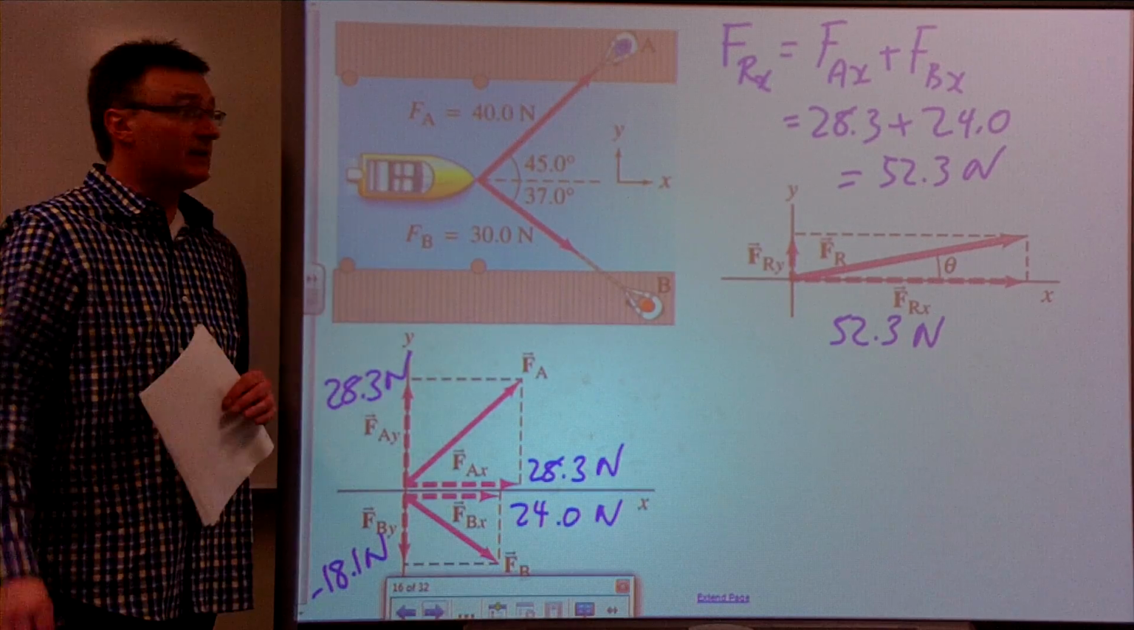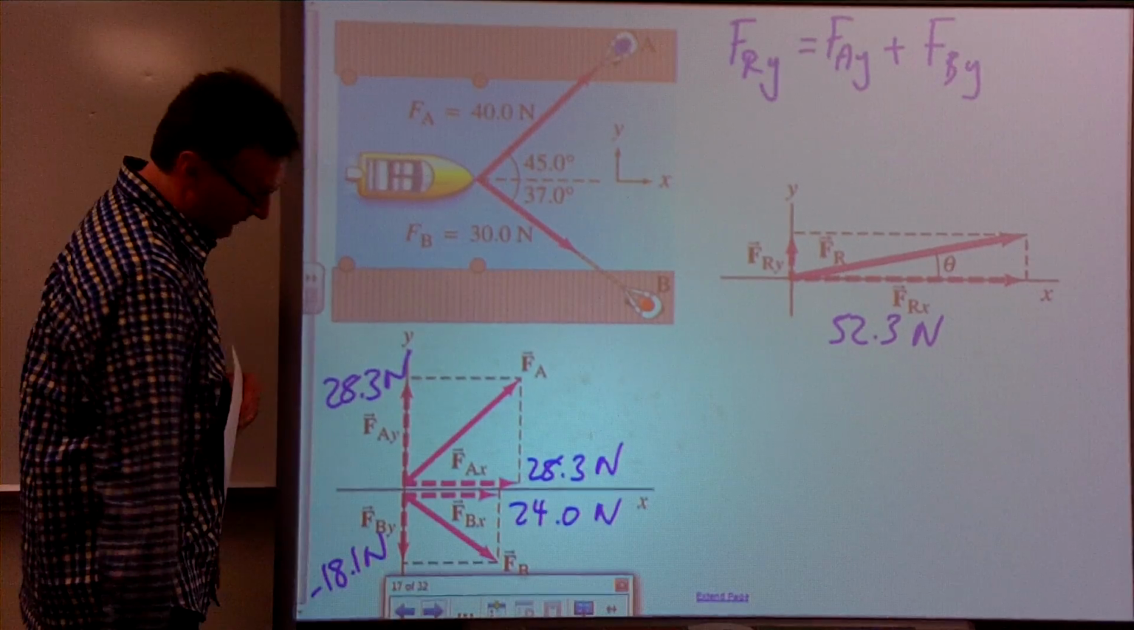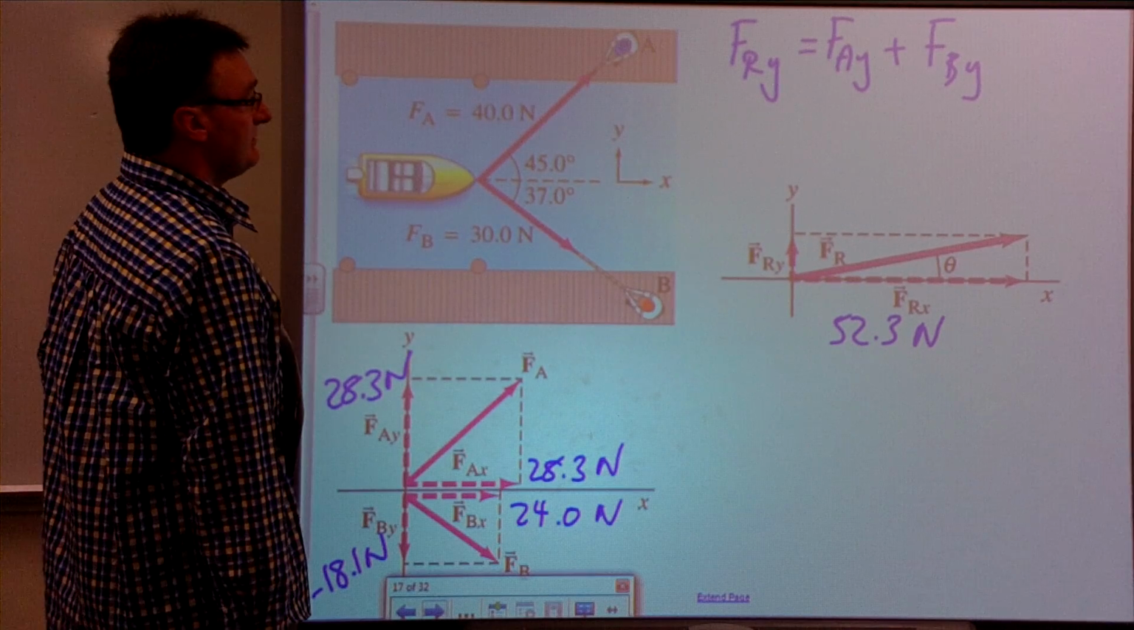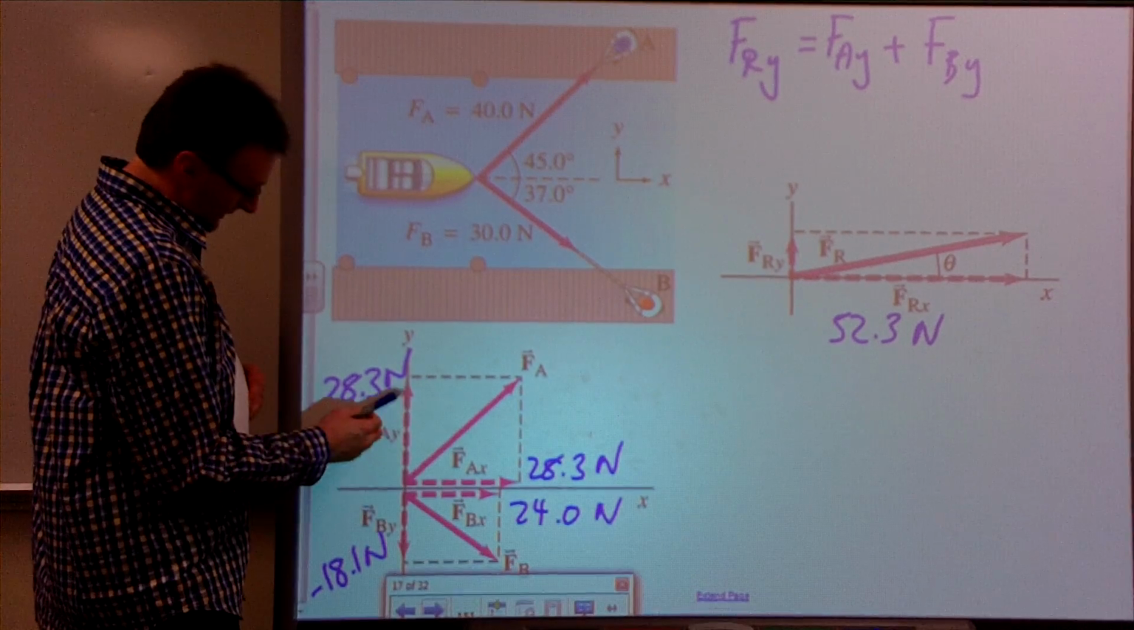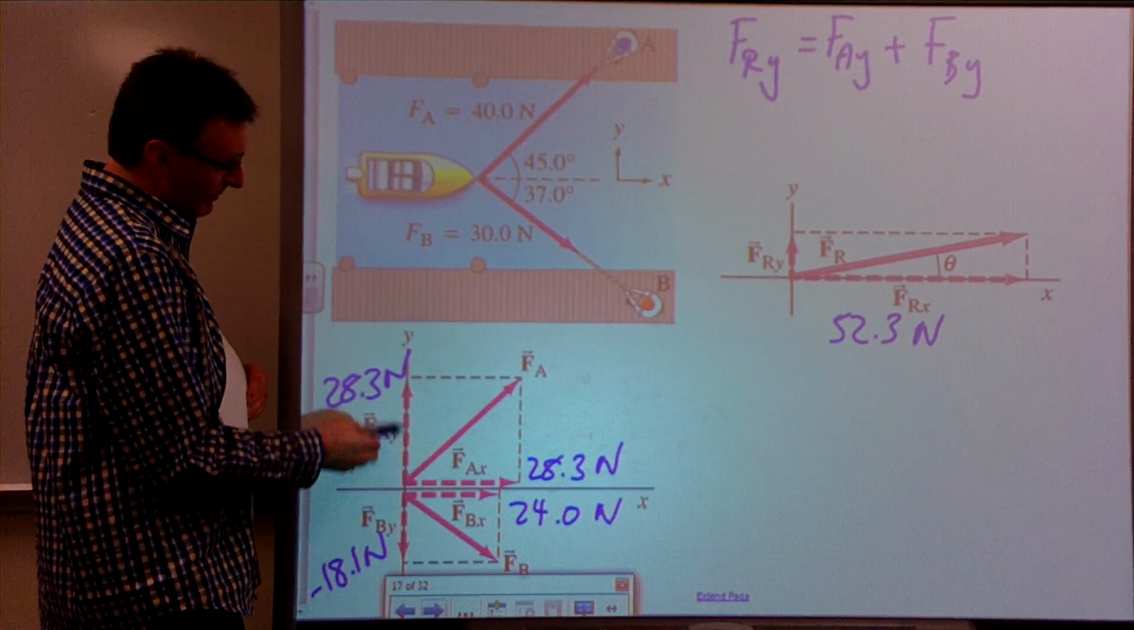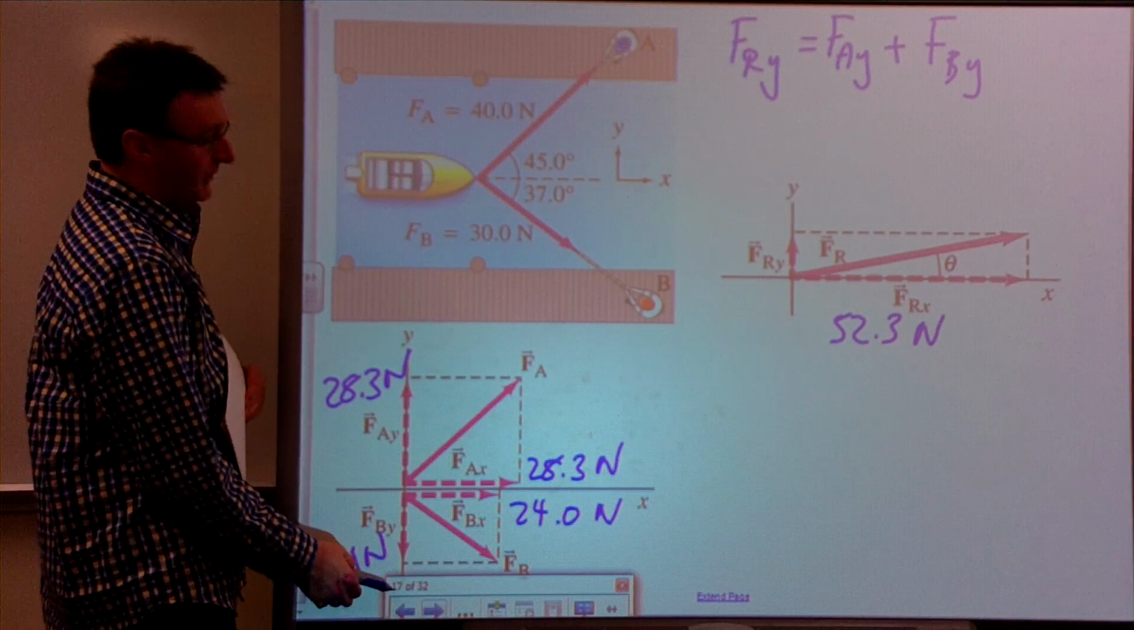And now we need the y component of our resultant force. That is going to be the y component of force A plus the y component of force B.